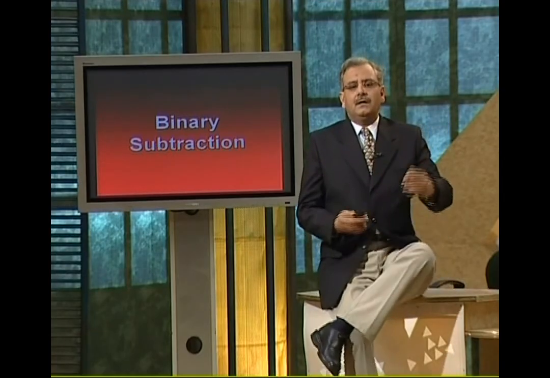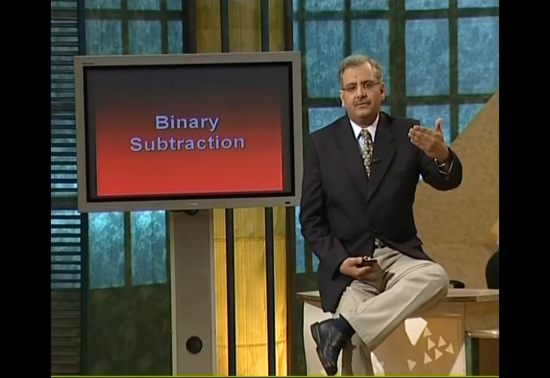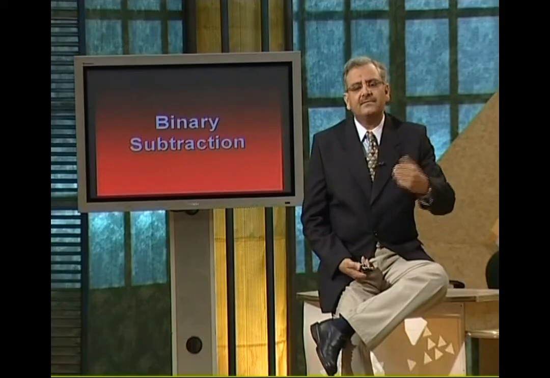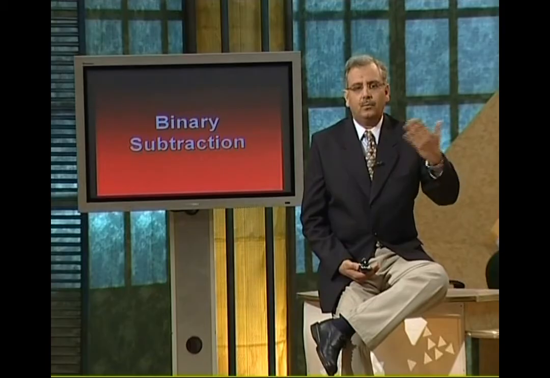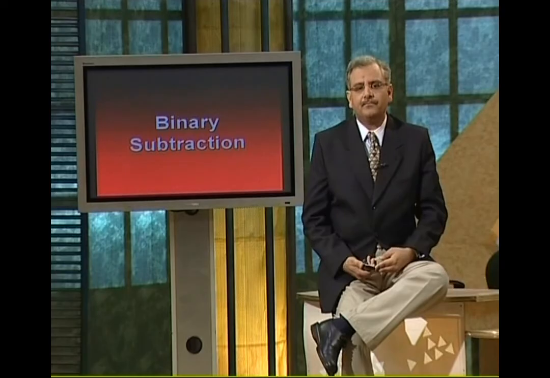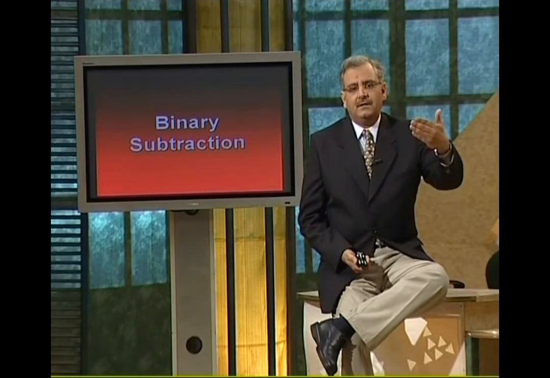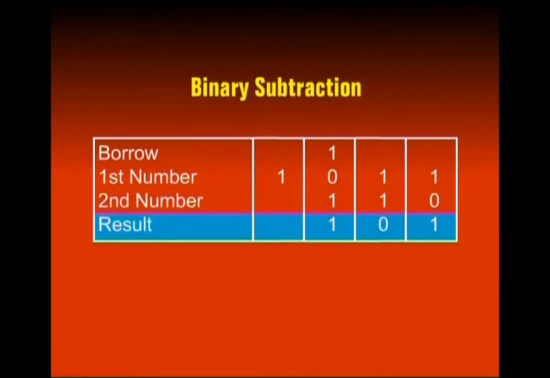Right? Let's consider the third case. You subtract a 0 from a larger number, a 1. So what is the difference? It's a 1. Let's consider the last case, the fourth case. You have 2 numbers, both are 1s. So you subtract a 1 from a 1, what do you get? The answer is 0. So let's have a look at an example where we see subtraction between 2 binary numbers. Let's subtract the number 110 from the number 1011.